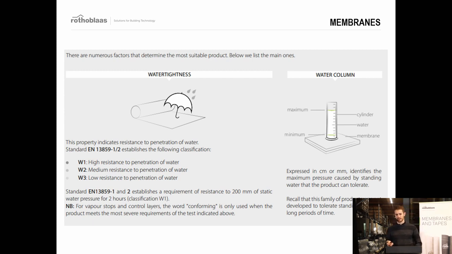It's a test that is done on all the membranes, and basically a column of water is placed on top of a membrane. Of course, it doesn't have a bottom cover, so water can pass through, and the time the membrane can resist, preventing the water from passing through, is measured. Now, to keep the level of attention higher, we are going to show you a very short video about the water column, so that you can see the resistance to the water passage that a membrane can offer.